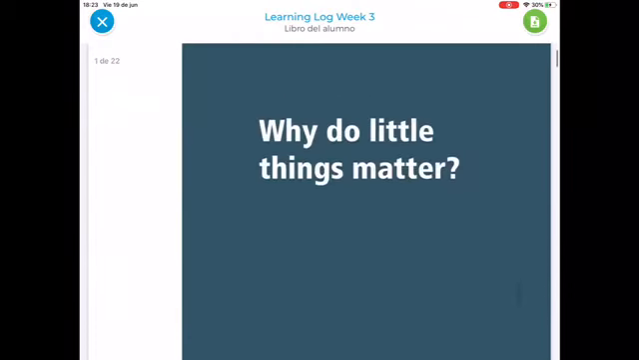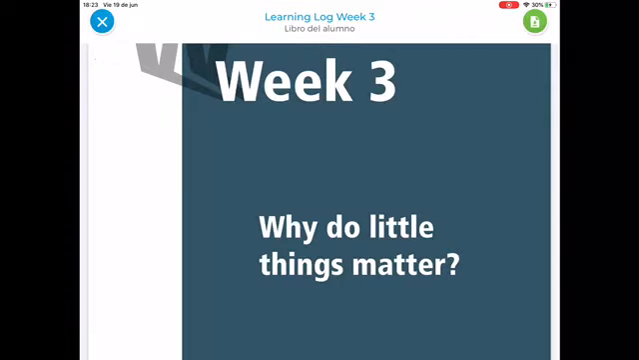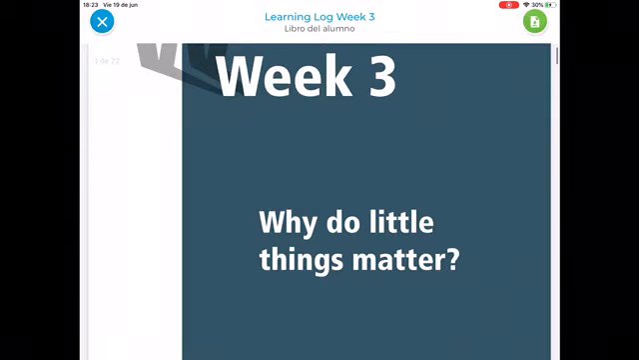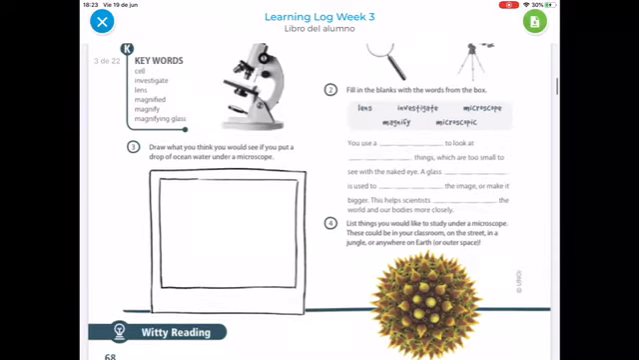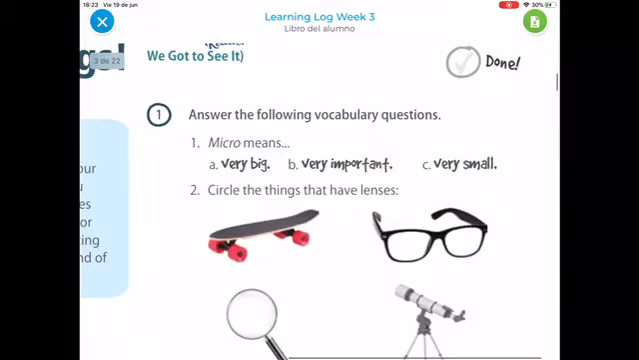Today, we're gonna start with week 3. Why do little things matter? Move on page 68. We are gonna answer some vocabulary questions before reading the story in our awesome reader. Match the following vocabulary questions.